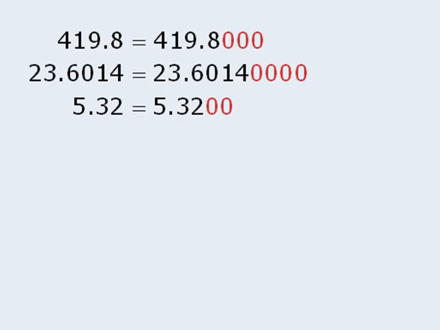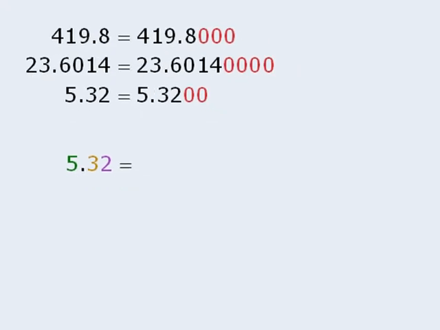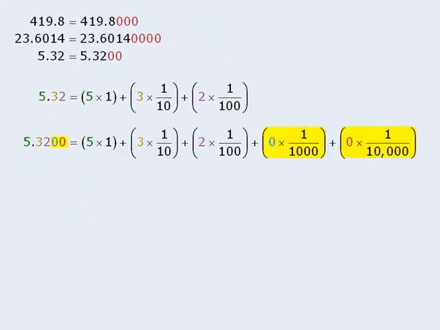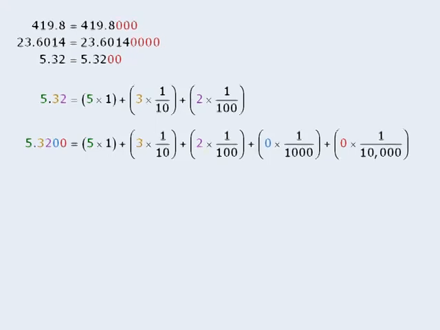Here's why. If, for example, we examine the number 5.32, we see that it represents the sum of 5 ones, 3 tenths, and 2 100ths. Now, if we add 2 zeros to the end of this, all we are doing is adding 0 thousandths and 0 ten thousandths to the sum, and this will have no effect on the value of the number. Alright, that's how place values work.